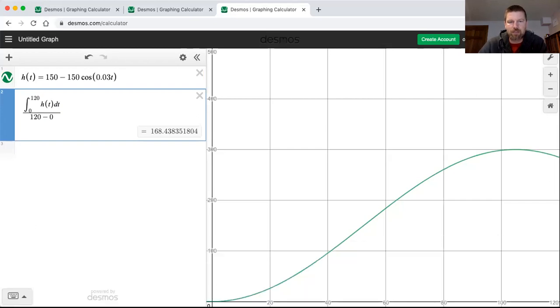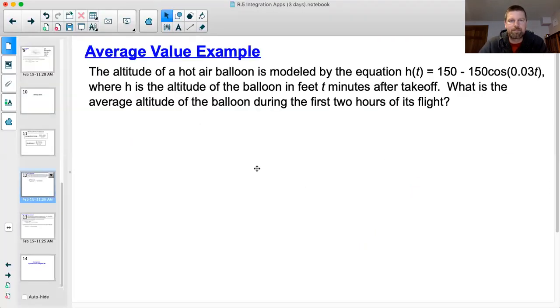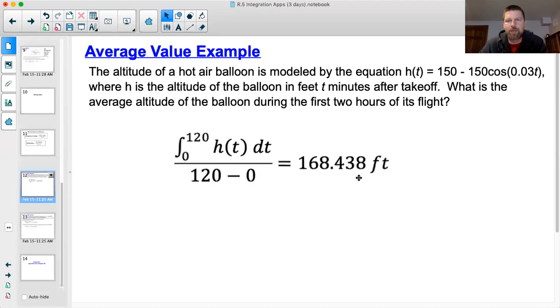Here I started at a height of 0, went up and up and up, peaked out at a height of about 300, started going down again. Yeah, average height of 168 right here. So that seems reasonable. Yep, 168.438 feet was my average height.